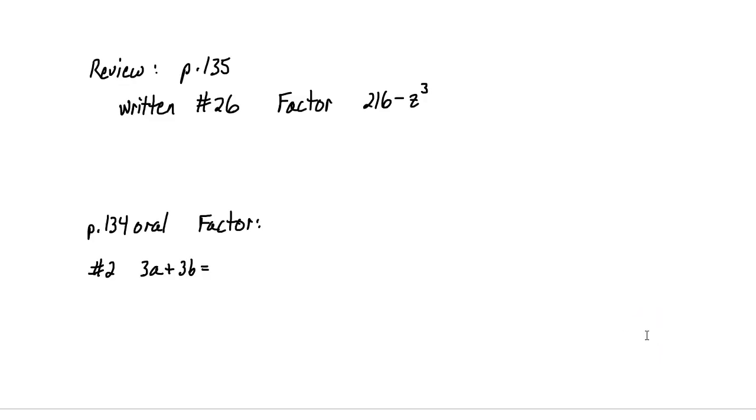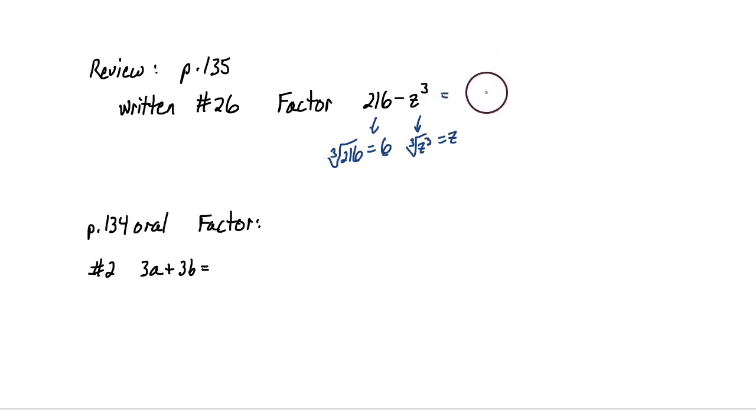For the review assignment, we're going back to page 135 and doing number 26, but we were still doing factoring at this point in time. This is where we learn to look for a greatest common factor and then a special pattern. This does not have a greatest common factor, but it is a difference of cubes. The cube root of 216 is 6. And the cube root of Z cubed is a Z.